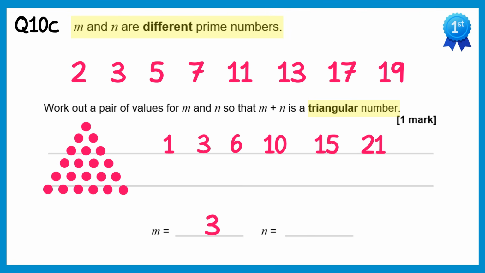For this one, I've gone for 3 and 7. 3 and 7 adds together to make 10. You may also have gone for this one, so you could have 2 and 13. Or even 2 and 19. Again, there may be even more than this, so if you find one, let me know in the comments.